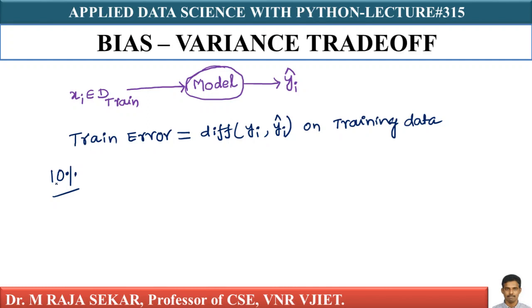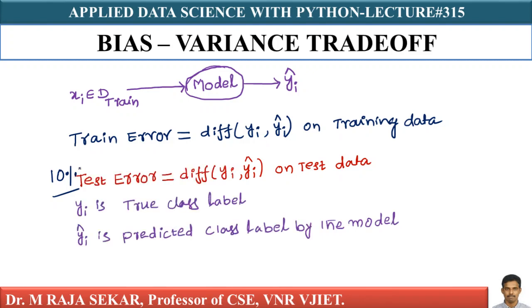Test error is basically again the difference between yi and yi cap on your test data, just similar to train error, whereas train error is on training data. Train error and test error are nothing but the difference between yi and yi cap. What is yi? Yi is the true class label and yi cap is the predicted class label by the model. That's important. Test error is the same difference on test data.